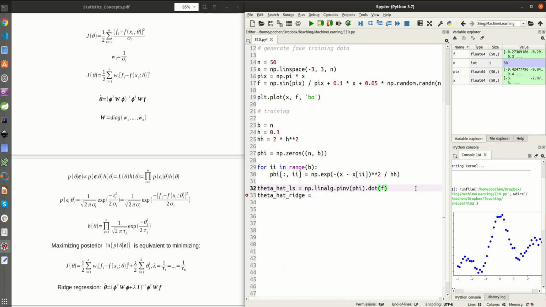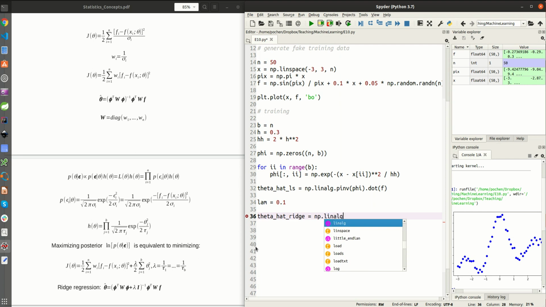So we are going to need another hyperparameter. Let's just call it LAM. LAM is the lambda here, right? Let's give some arbitrary value, say 0.1, right? And then theta hat ridge is going to equal to what? It's going to equal to np.linalg. So what's going to be the stuff that's inside of the inverse, right? It's going to be phi dot phi. It's a matrix multiplication, right? So it's supposed to be phi transpose dot phi.